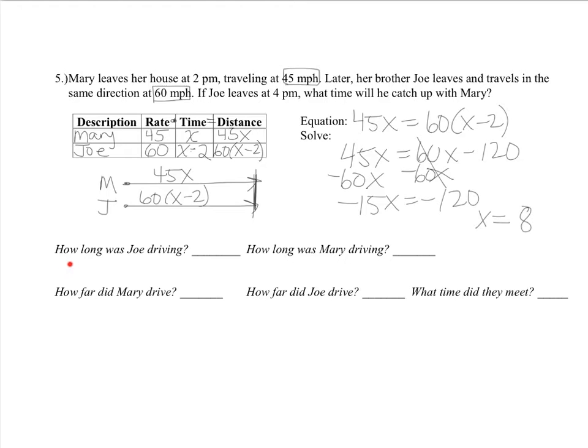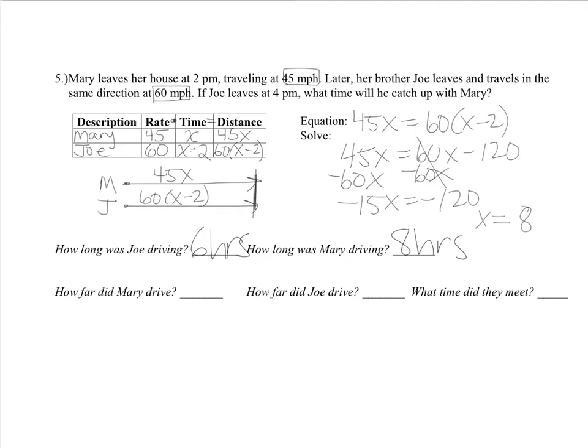So the first one, how long was Joe driving? Well, Joe was driving for x minus 2. And since x is 8, 8 minus 2 is 6. So he was traveling for 6 hours. All right? And now, how long was Mary driving? Well, Mary is x. Mary is 8. So she was driving for 8 hours.